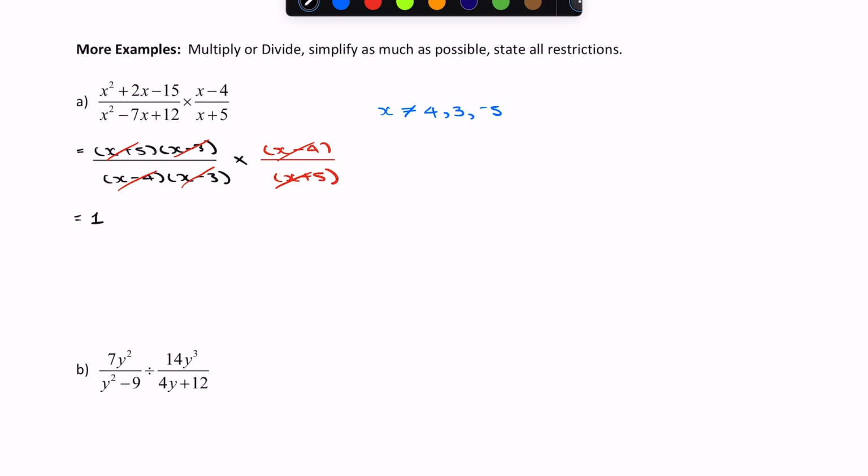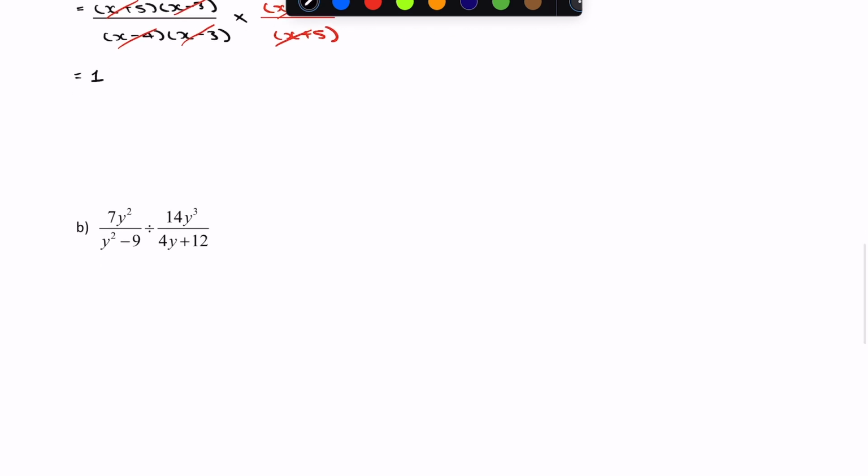Okay, let's look here. So here we have 7y squared divided by y squared minus 9. And that's a difference of squares here. So here we'll factor 7y squared over y minus 3, y plus 3, divided by 14y to the power of 3 over, factor a common factor of 4, and we'll be left with y plus 3.